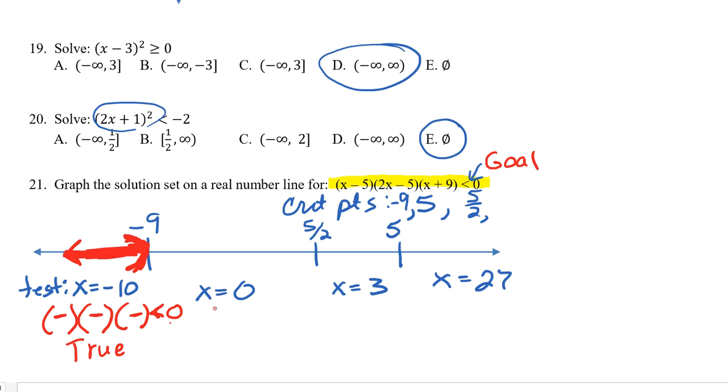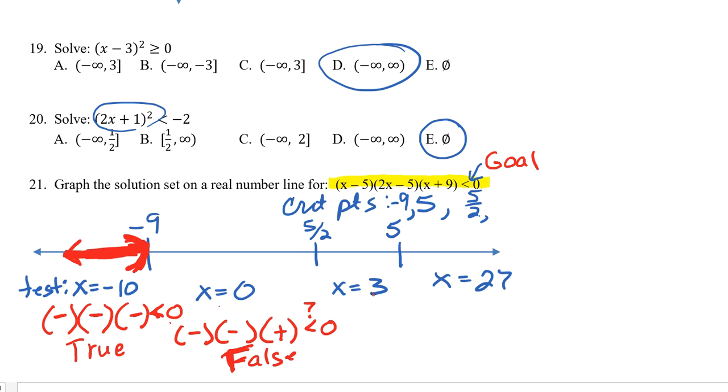So now I think it's going to be false in the next interval. If I put 0 into the first parenthesis, I would get negative 5. Put 0 in the second parenthesis, and I would get a negative 5. Put 0 in the third parenthesis, and now I'd get a positive 9. So when I multiply, is that less than 0? That would be false. So we expect the next one might work.